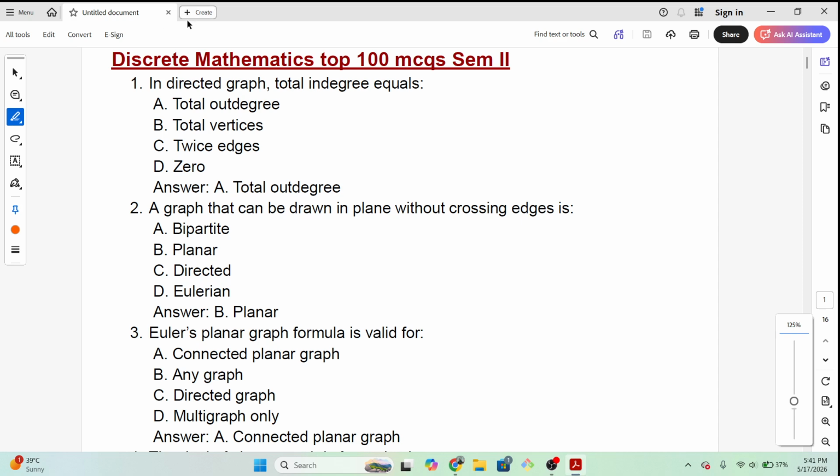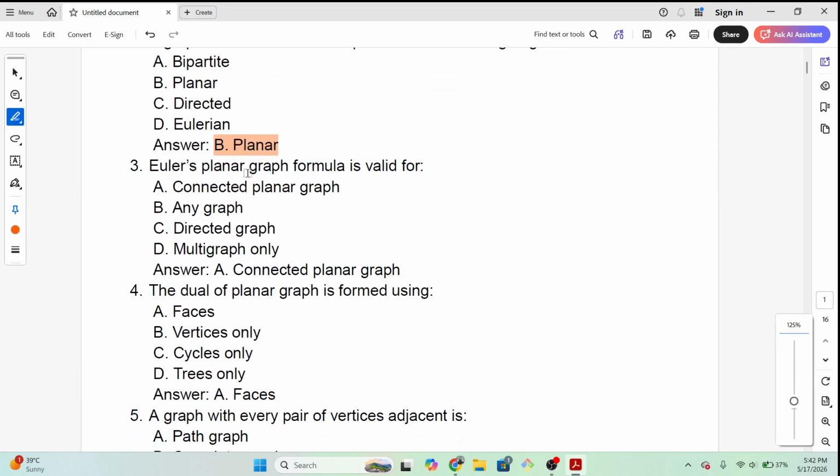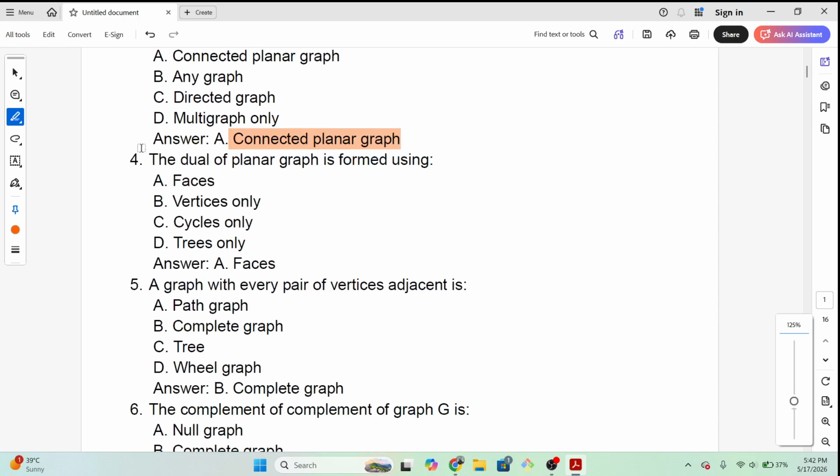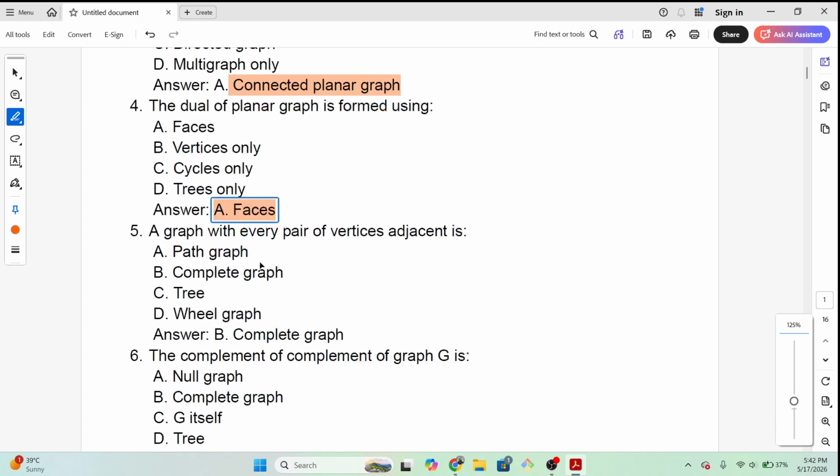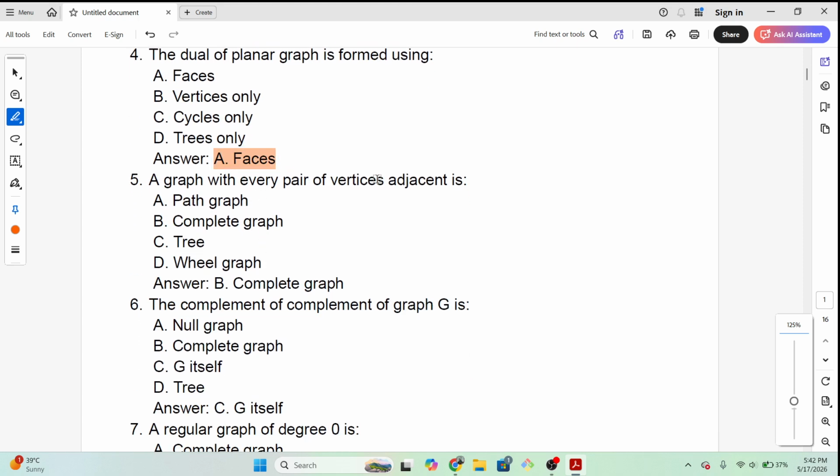Okay. So question number one, in a directed graph, total in-degree equals total out-degree. A graph that can be drawn in a plane without crossing edges is called a planar graph. Euler's planar graph formula is valid for a connected planar graph. The dual of a planar graph is formed using faces. A graph with every pair of vertices adjacent is called a complete graph.